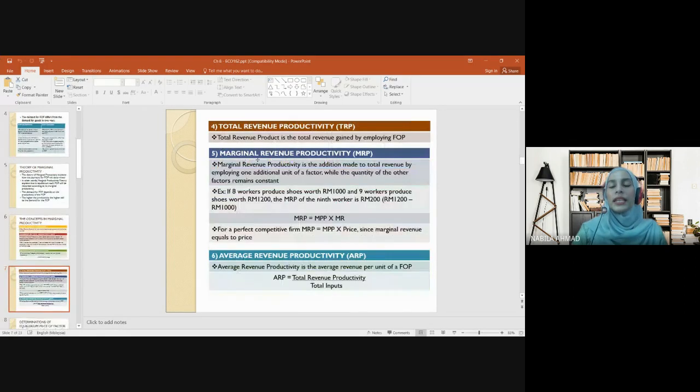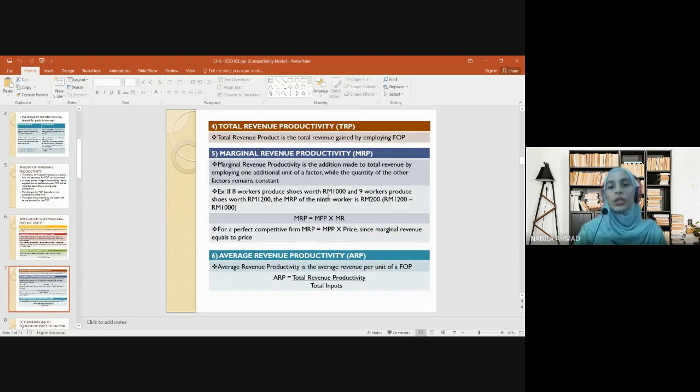Right. And then kita ada konsep revenue pula, total revenue productivity. Total revenue product is the total revenue gain by employing the factors of production. So bila adanya labor, bila adanya capital and so on, berapakah revenue yang company itu boleh dapat. Marginal revenue productivity, addition made to total revenue by employing one additional unit of factor while the quantity of other factor remain constant. Ni marginal revenue lah.